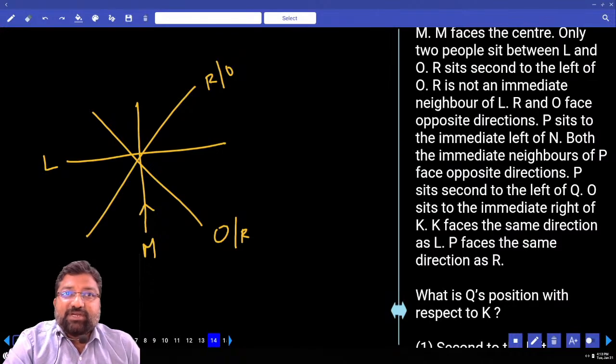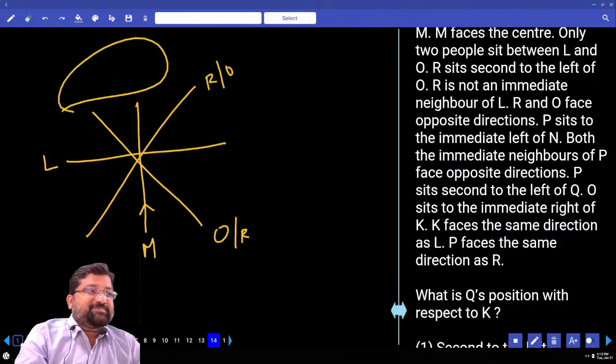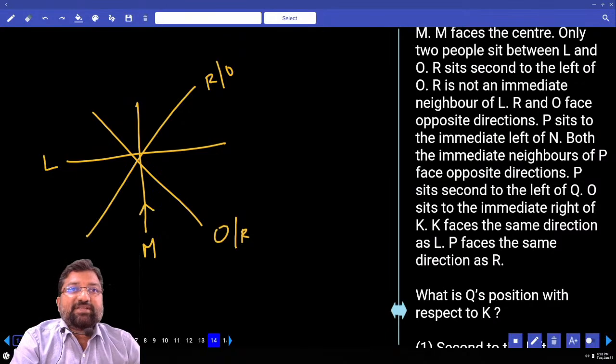Do we have that possibility here? Yes. Here, right? Those positions are for whom? For N and P, right? Next, read.